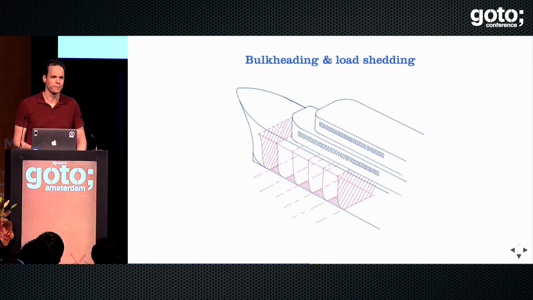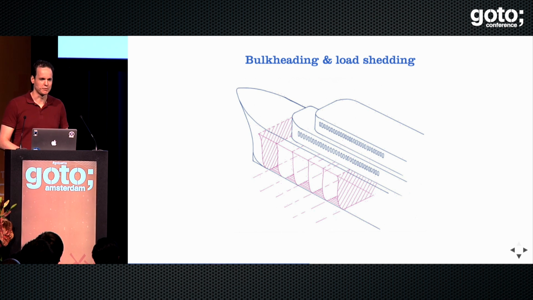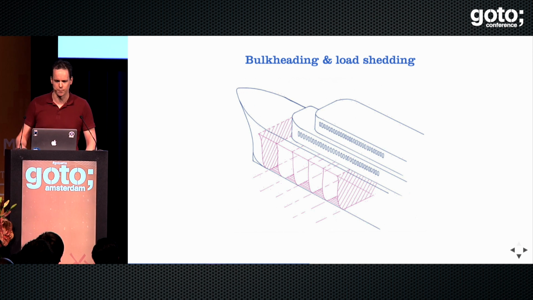So here we have a ship, and it has bulkheads. The Titanic was one of the first, but they didn't really implement that correctly. Later ships were more successful. The bulkheads in the ship prevent it from sinking when you have a hole, because the water can't flow throughout the whole ship.